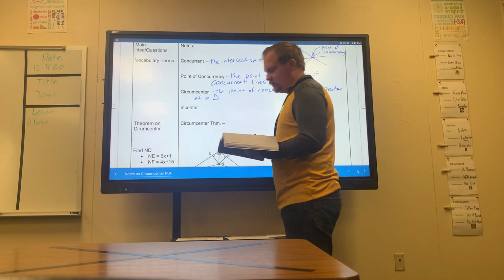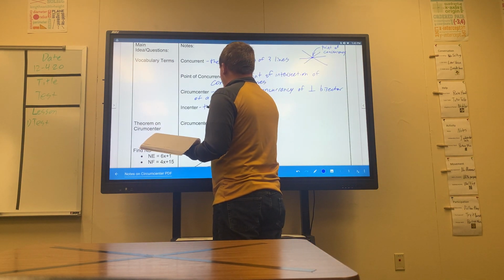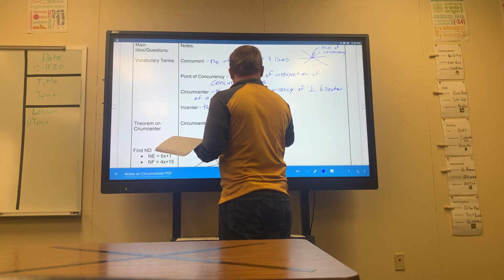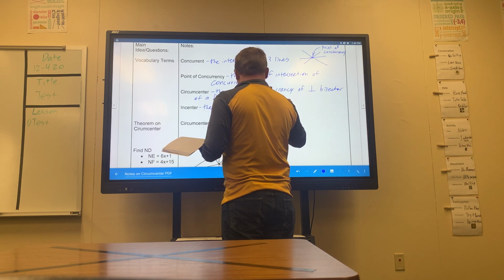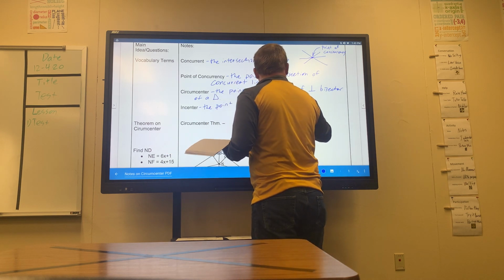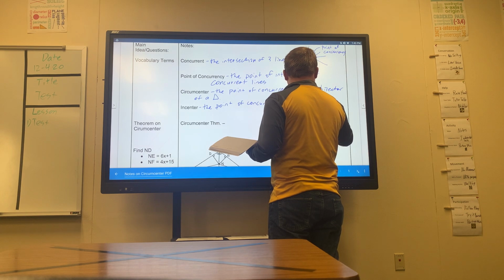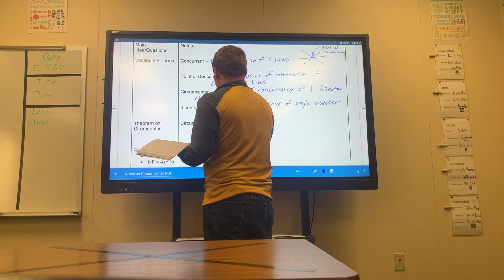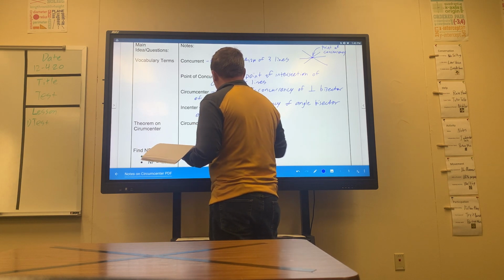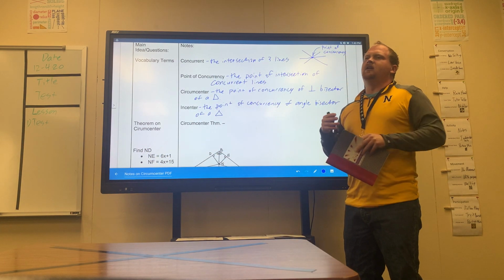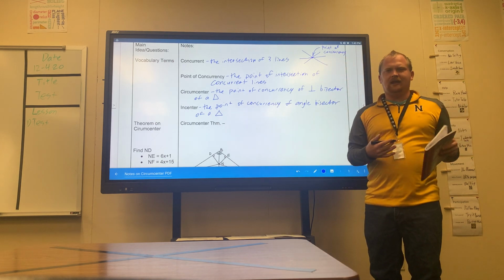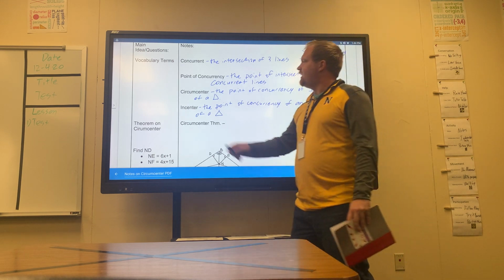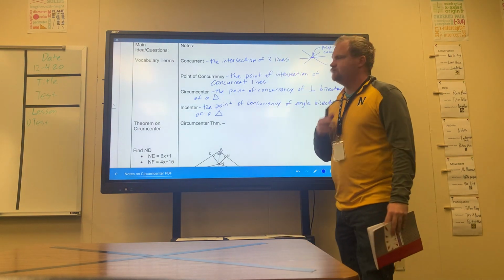Now, the incenter is a little bit different. That is the point of concurrency of angle bisector of a triangle. Okay, so this time, instead of having perpendicular bisector, I have three angle bisectors, and they have a common point as well. That's called the incenter.